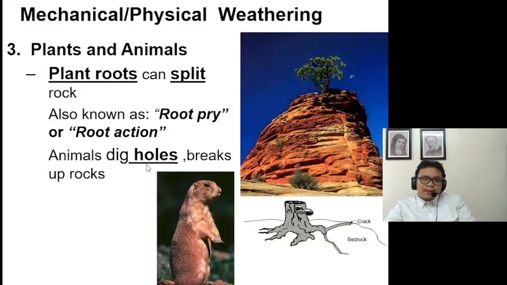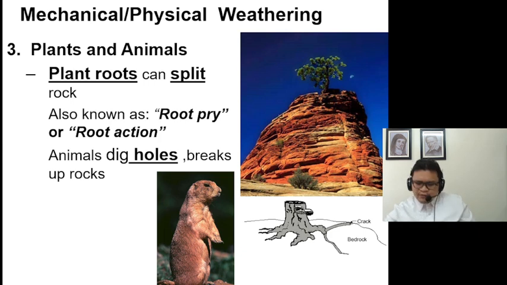Okay, so another type of physical or mechanical weathering is caused by plants and animals. Of course, the most common one is when plant roots are found on rock particles, in which the roots have the ability to grow, and as they grow, they tend to crack the surface of the rocks. We call it also root pry or root action. Some animals that dig holes, like the ones you see here in the picture, can also break rocks. And of course, there are also other organisms like algae and lichens, which also produce some chemicals that could cause weathering on the rock particles itself.